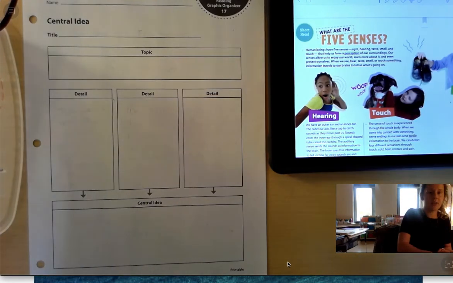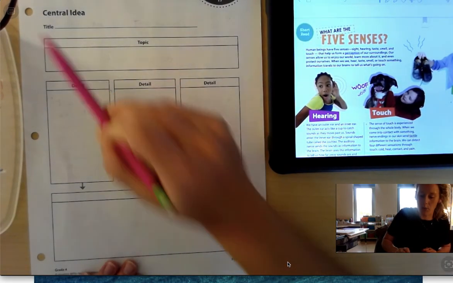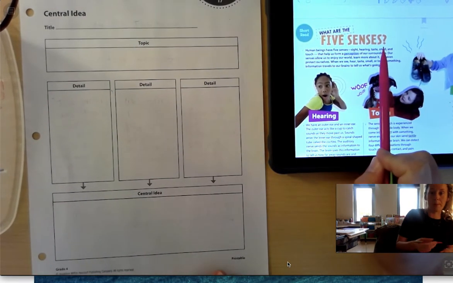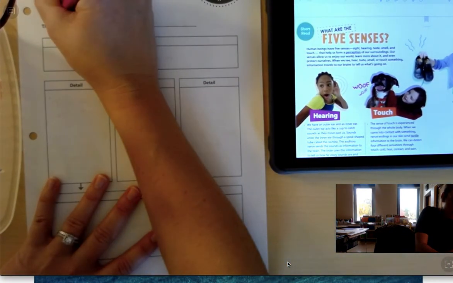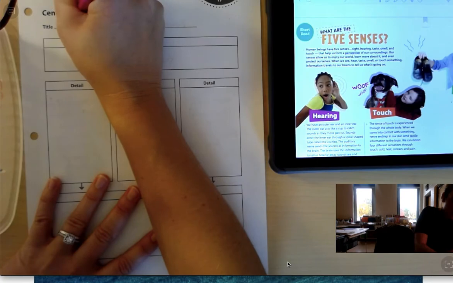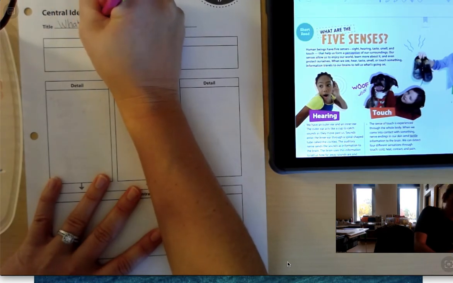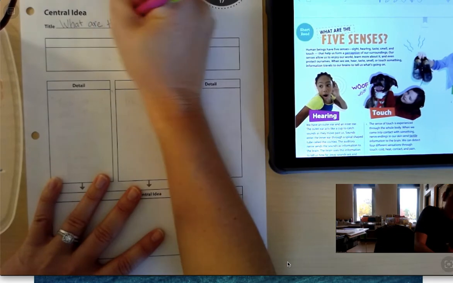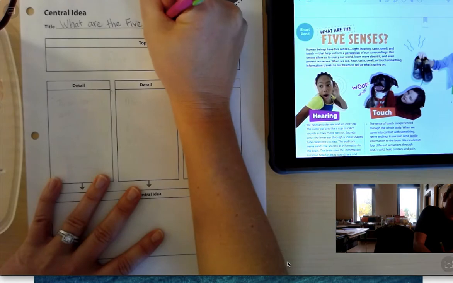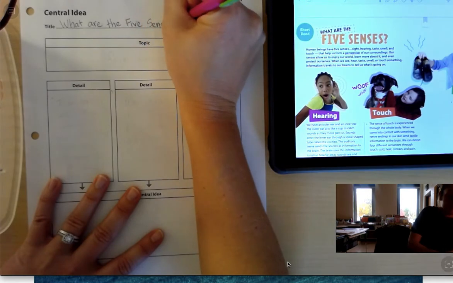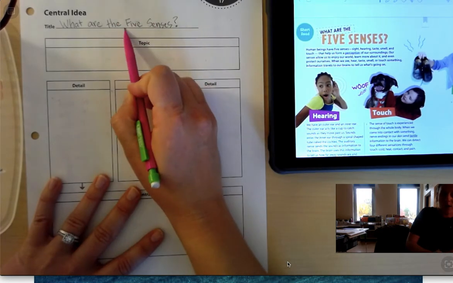Okay, so we're starting at the top with the central idea. The title of the text is right here: What Are the 5 Senses? And remember to write titles correctly so you practice. The first word is capitalized, what. The unimportant words like are and the are not capitalized. What are the? 5 is important, so we're capitalizing it. And senses, that's the last word. So first and last words are capitalized, and any important words. What Are the 5 Senses?